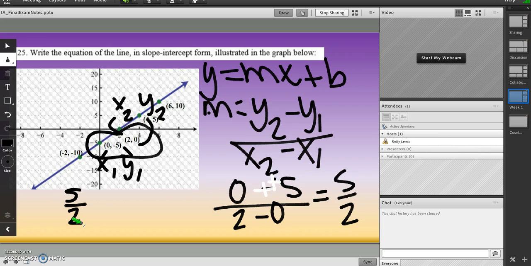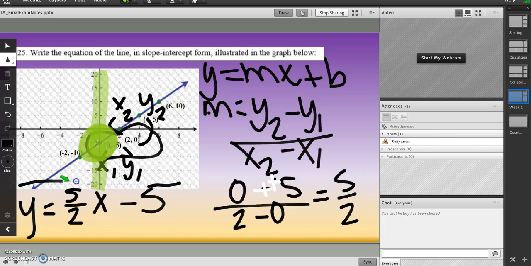So my slope for y equals mx plus b is 5 halves. And then I need my y-intercept. Well, it just so happens that where the line crosses the y-axis, that's the y-intercept. So it's right there at negative 5. So I don't need to quote-unquote do math. I just need to be able to read the graph correctly. I'm going to stop this video here because the next problem is kind of long, and I'll pick up in the next video.